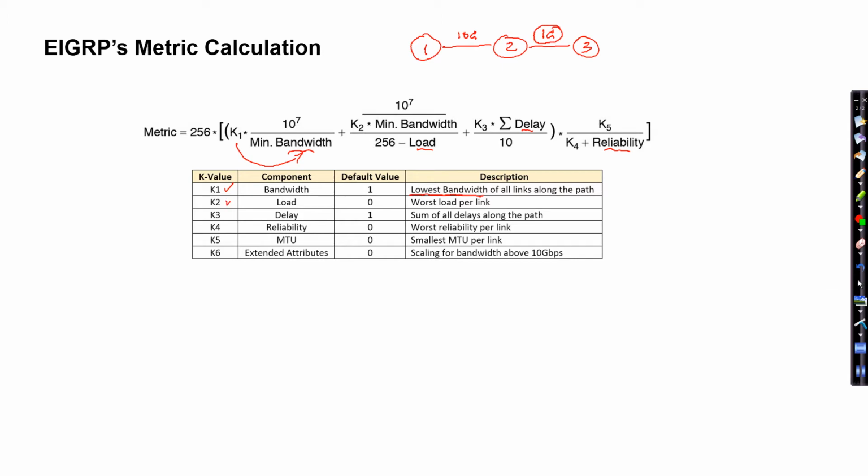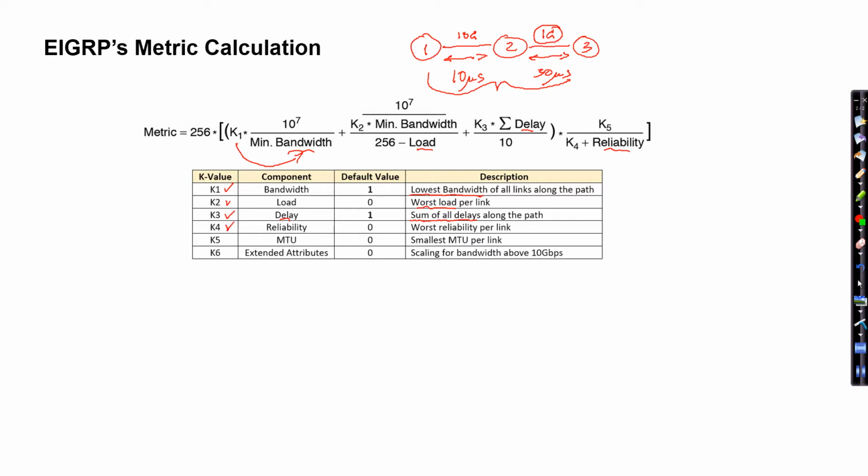Next is K2, which is the worst load on that link, followed by K3, which is the delay. The delay is the sum of all delays. The link between router 1 and router 2 is 10 microseconds, where the link between router 2 and router 3 is 30 microseconds. The sum is now 40 microseconds.